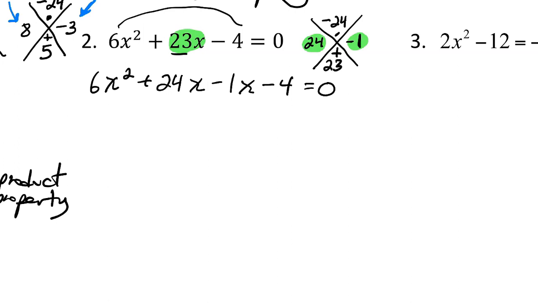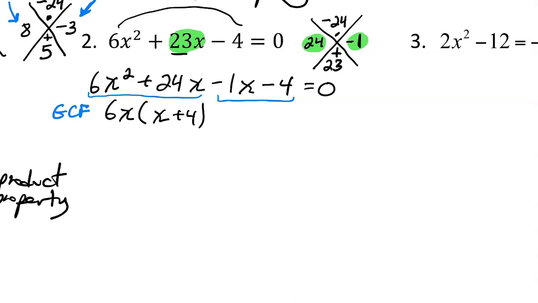It doesn't matter the order you put those. You could put -1 and then 24. I put 24 then -1. Doesn't matter. So the greatest common factor is next. The greatest common factor would be a 6x, at least for the first two terms. So we would have x plus 4 from those. And then between -1x and -4, we would have a -1, and you have an x plus 4. Notice the signs change. So we get those identical factors.